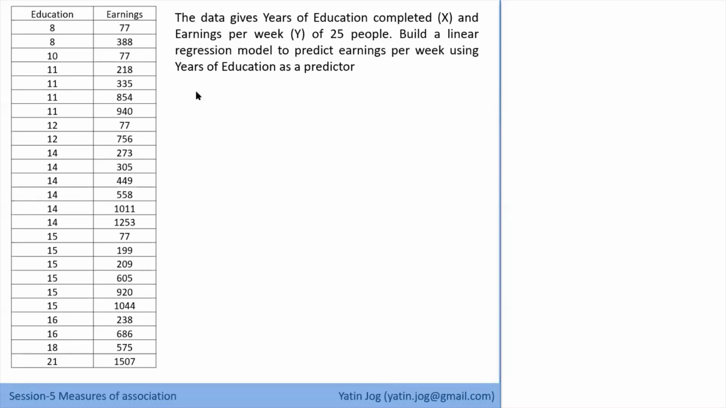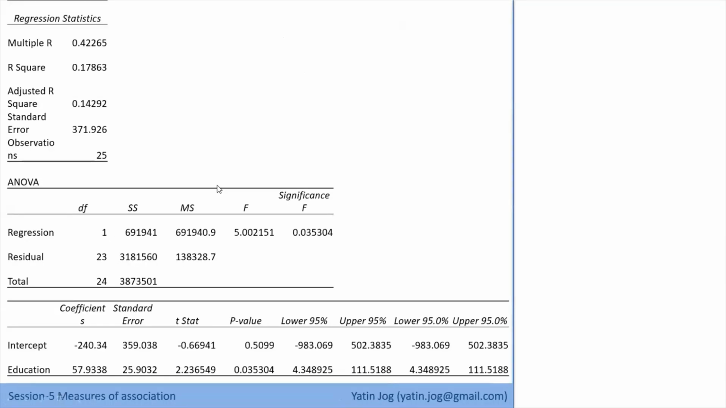Yesterday we solved this problem, and we also solved one more problem for multiple regression. The output was something like this. I'll go back to the output once again. We received a regression statistics table, second an ANOVA table, and third a coefficient table. Then we discussed the meaning of R square and adjusted R square, and how these coefficients are useful to create the data model or the regression equation.